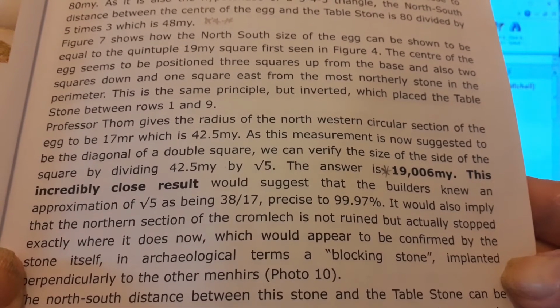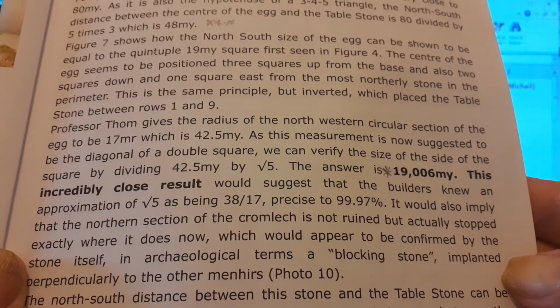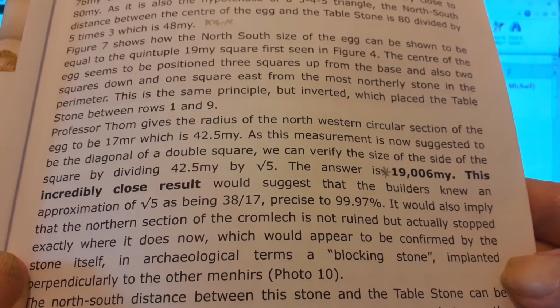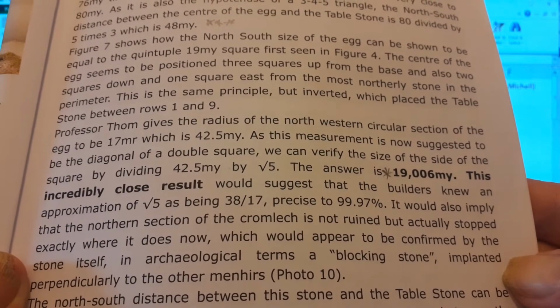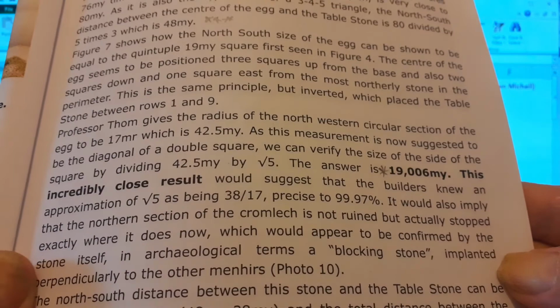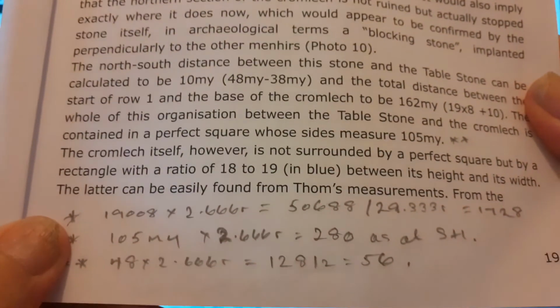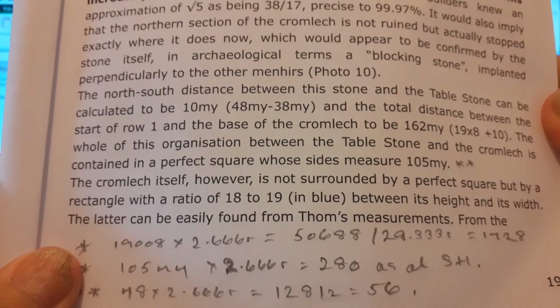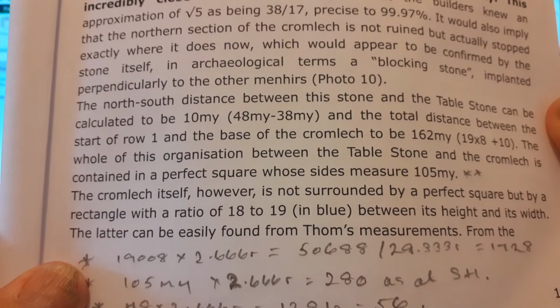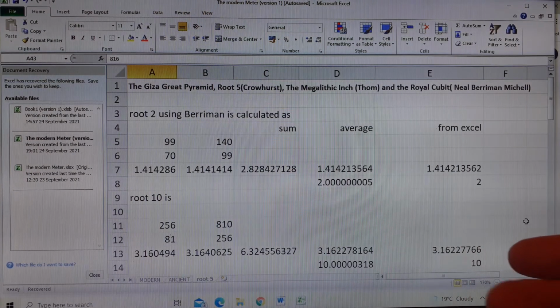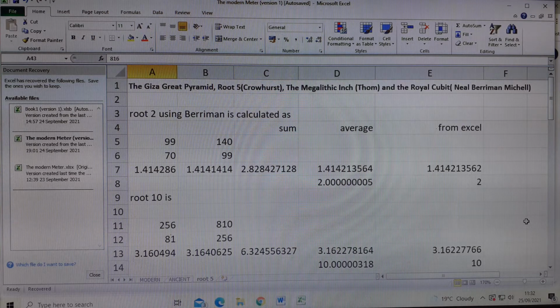I mean, to be able to find that using Thom's megalithic yard in the numerator and the denominator is something quite amazing. And he also suggests that the table stone and the cromlech is contained in a perfect square whose sides measure 105 megalithic yards. And the Aubrey circle diameter that Thom discovered at Stonehenge is 105 megalithic yards. It's beyond coincidence. And it puts the two monuments in the same time frame, whatever time frame that is. I'm not going to talk about that.